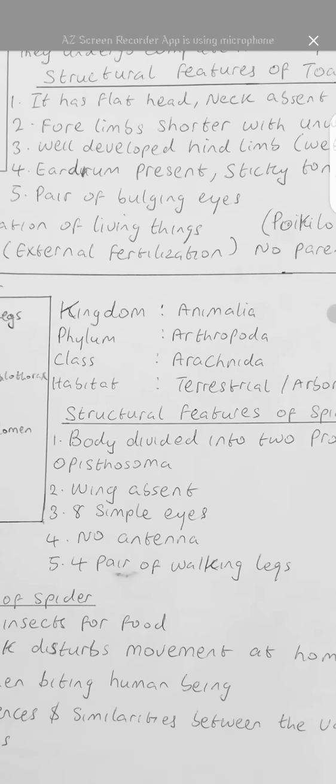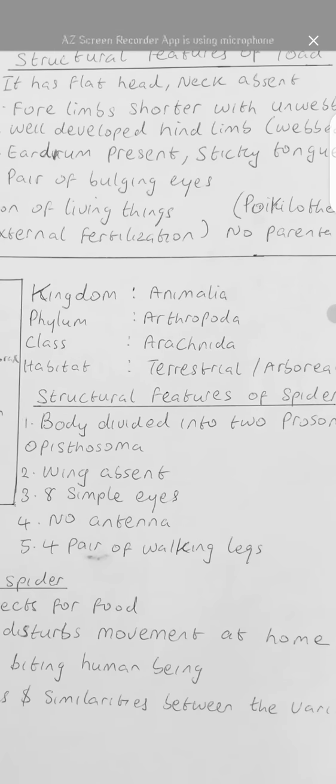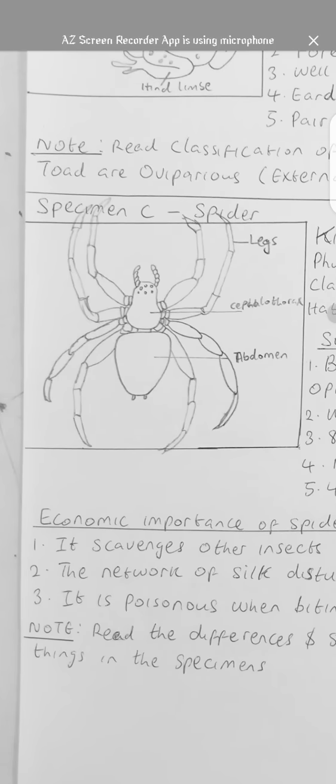Number three, well-developed hind limb. Okay, the hind limb is webbed. That's what it uses for swimming. The hind limb, that's also what it uses for hopping. Number four, eardrum present, sticky tongue. It has a sticky tongue, okay. Number five, pair of bulging eyes. Okay, so I put some other note.